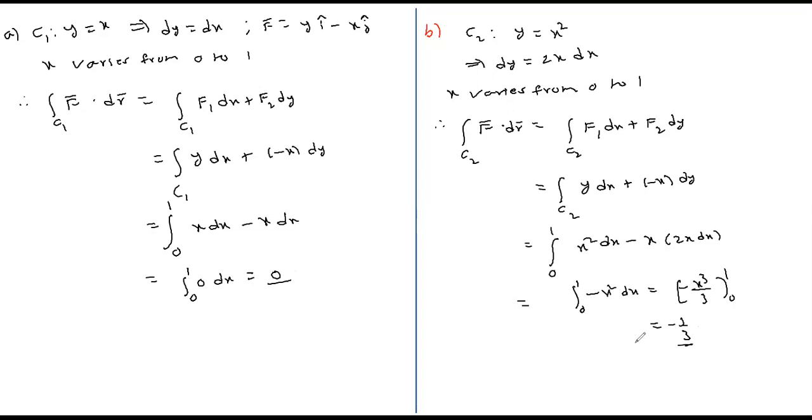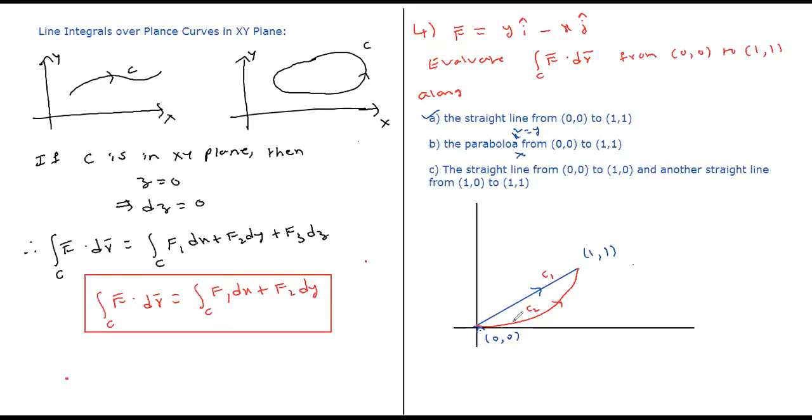Is it okay? So when you change the path, the value of the integration may change. The amount of work done in moving an object from 0, 0 to 1, 1 along C1 may be different from the amount of work done in moving the same object along the path C2. When you change the path, the amount of work done may change. Can you see that?